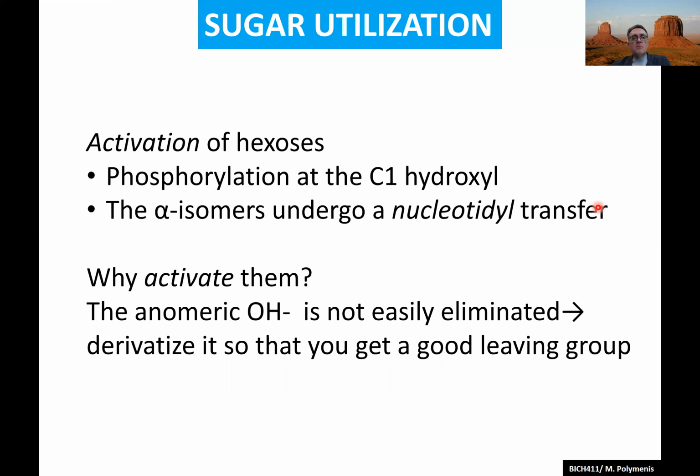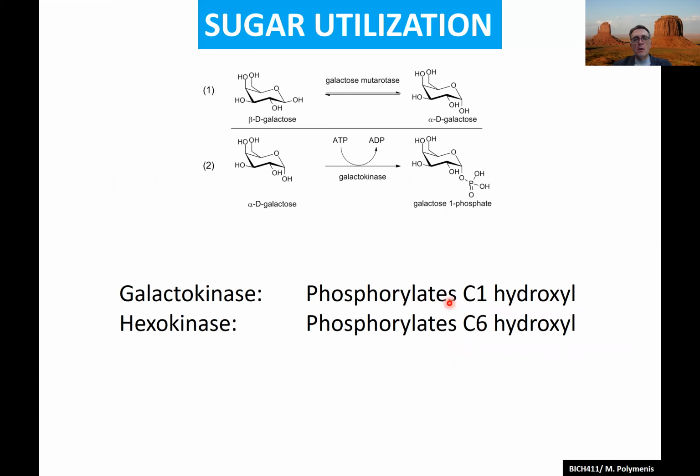Now, why activate them? Again, they're fairly inert, and the anomeric hydroxyl group is not easy to eliminate. So you have to derivatize it and make it a good leaving group so it can go. So that we don't get confused with the names, the enzyme that will put the phosphate on the 1 position is called galactokinase. It is not a hexokinase. Hexokinase, as we said, phosphorylates all kinds of sugars at the 6th position, not the 1. So this is a different enzyme than hexokinases. So galactokinase will phosphorylate galactose on carbon 1.